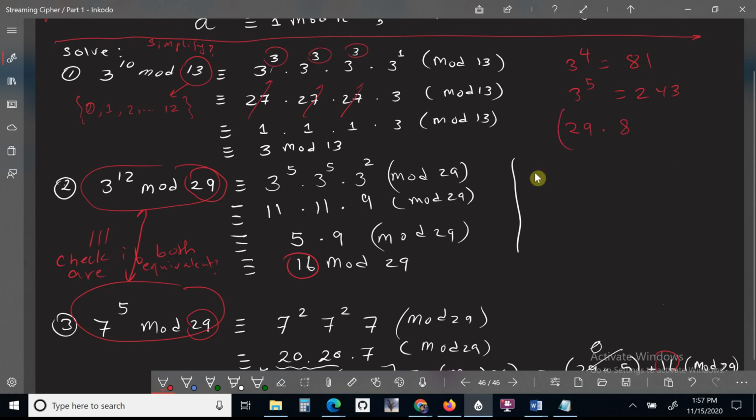So I think it will be 29 times 8. This will give us 232, and obviously the remainder is equal to 11. And actually this is how we got it. We got the 11 here, and we got the 11 here.